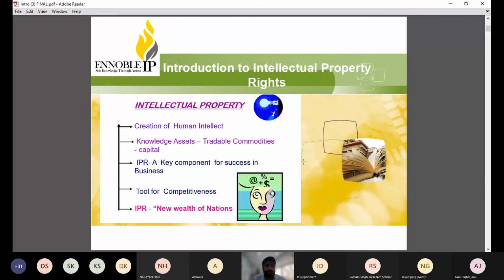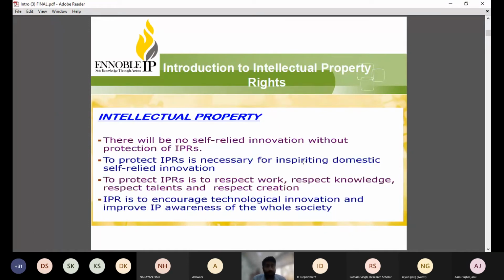So the more innovations happening around the world, the more innovations India is doing, the more we grow, the more in terms of monetary value we grow, the more in terms of economic value we grow. More research that is happening in India gives us a better ranking in terms of wealthy nations. Now, there will be no self-reliant innovation without protection of IPR. So in basic language, if you can't protect what you are developing, then what is the benefit of innovating, right?